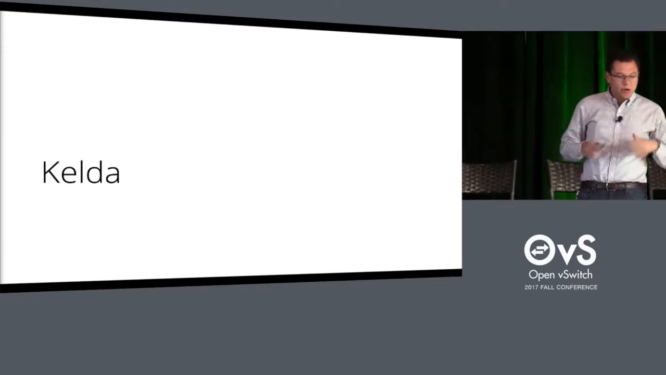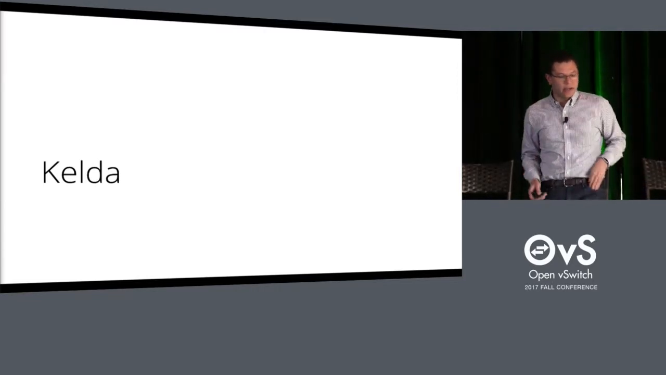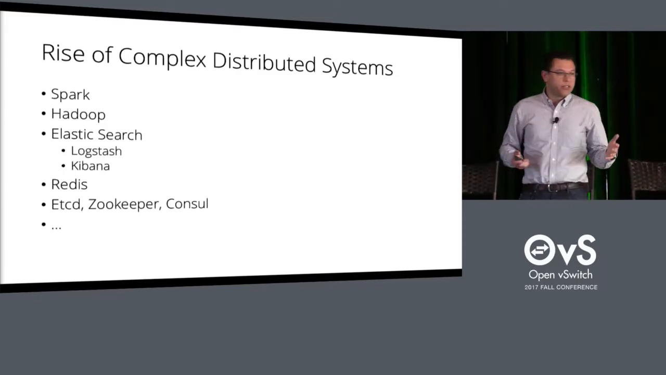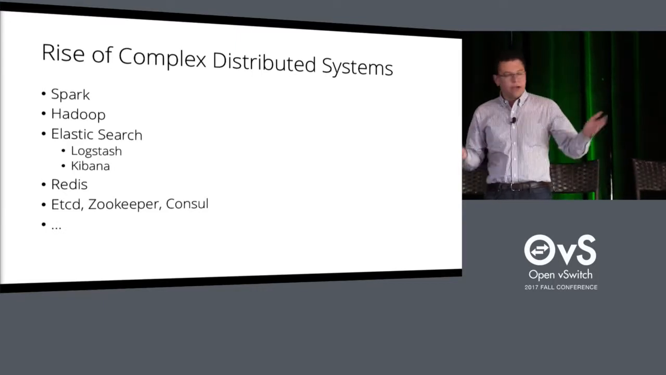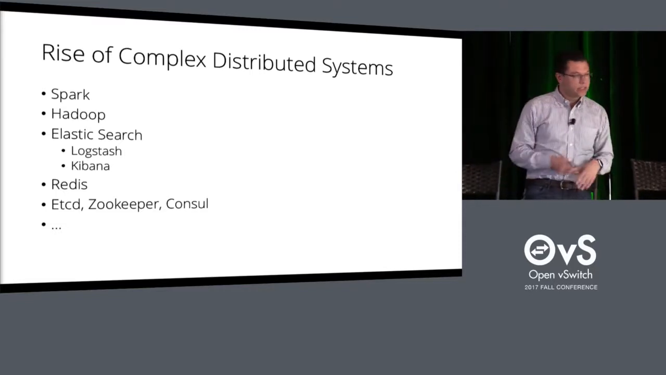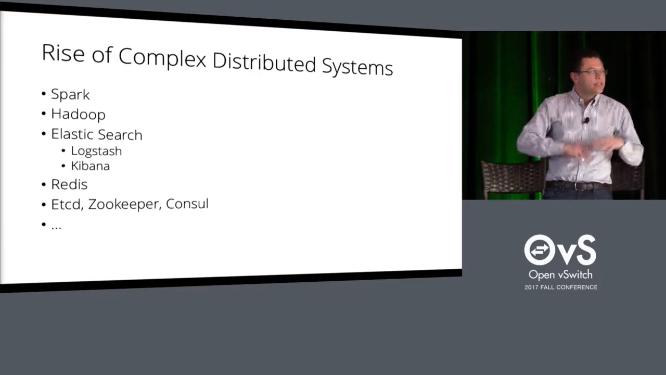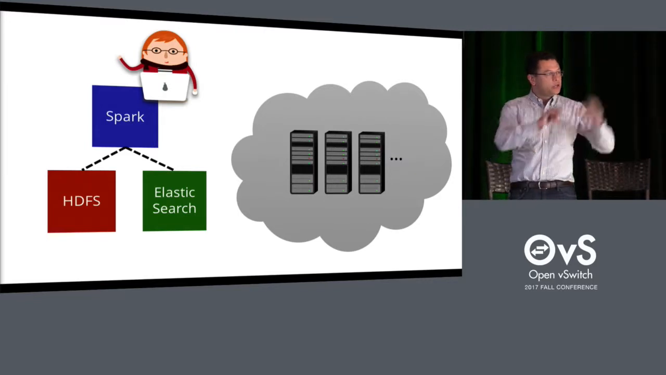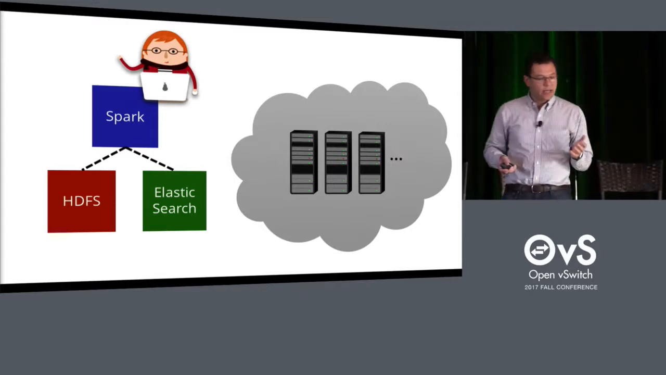Okay, so before I get into OVN, I'm going to motivate Kelda a little bit and talk about what it is for context. And then I'll go into how we use OVN and our experiences with it. So we've seen this rise of open source distributed systems that came along with the introduction of the cloud. So Spark for big data processing, Elasticsearch, Redis, all these things. And if you're building a modern scalable application in the cloud, basically what you end up doing is choosing what off-the-shelf open source projects you want to use and then writing some code to cobble them together.